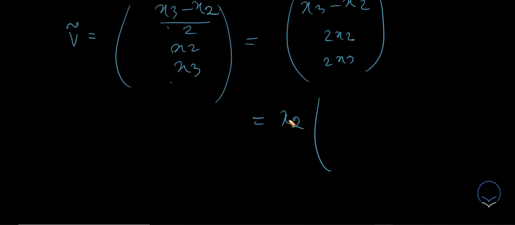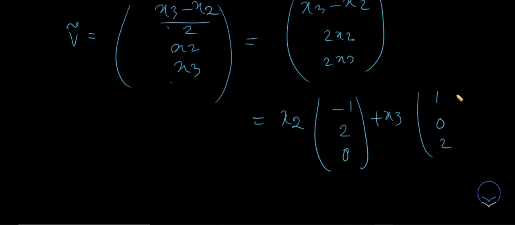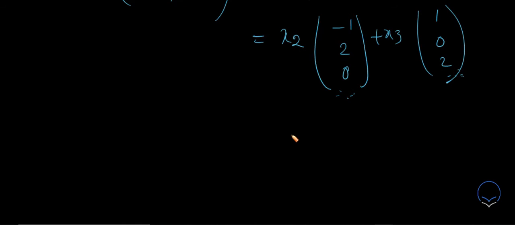I can keep out x2 over here. There will be a 2, and I'm going to have a -1 over here, and there will be a 0 over here, and x3 on this side. So I'll have 1, 0, 2, and these two vectors are linearly independent of each other. Since x2 and x3 are arbitrary, I can choose any value I want, and the most convenient choice is just choosing 1.